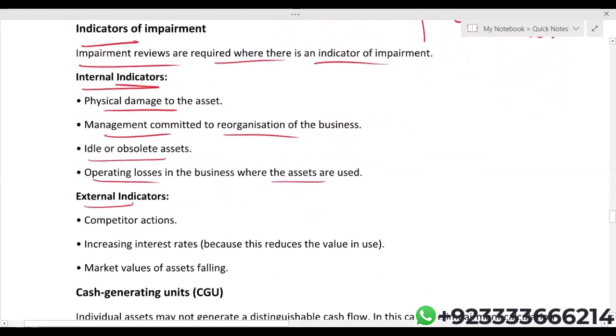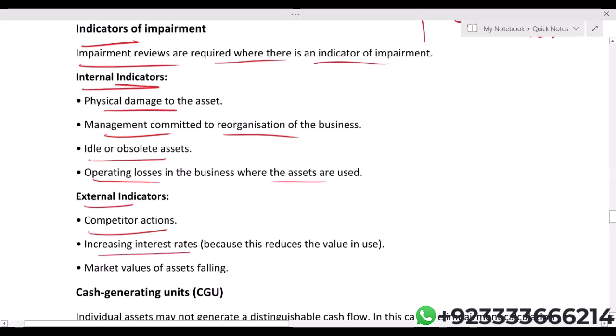External indicators. We do have external indicators as well of impairment. Number one is competitor actions. There's a possibility that, assuming you are having a market share of 40% and due to your competitor actions, now the market share is just 10%. That's an indicator of impairment loss.